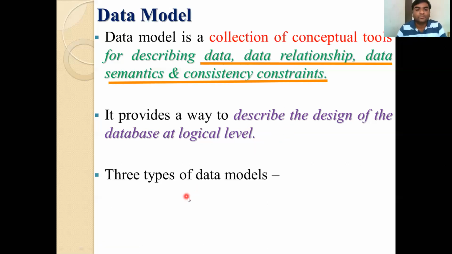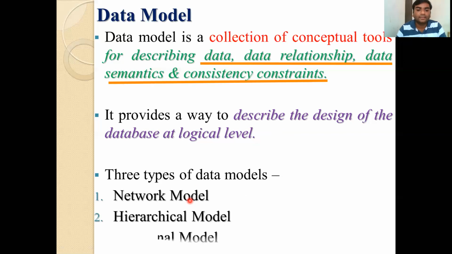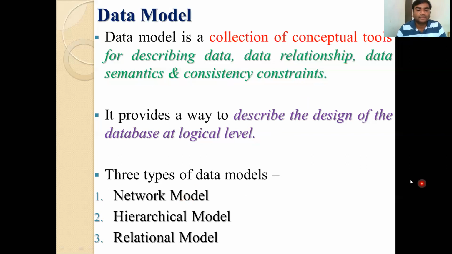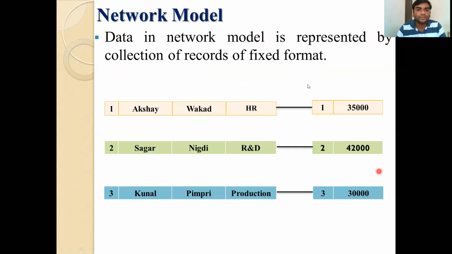There are three types of data model. First is a network model. Second one is a hierarchical model. And third is a relational model. So we discuss the first type, that is the network model. The data in the network model is represented by a collection of records of a fixed format. As you can see, this is the diagram for the network model. These are the records.